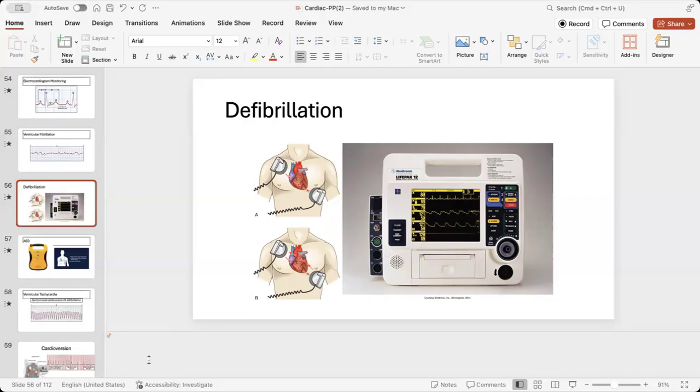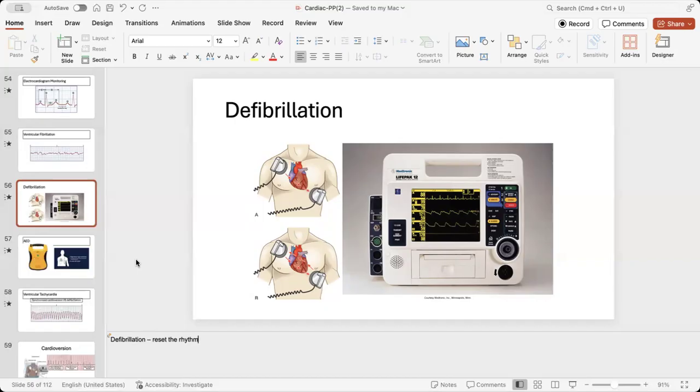What is that going to do? Shocks the heart. Okay, it's gonna shock the heart, and what are we trying to do? Reset the rhythm. Yeah, reset that rhythm, right? Hopefully make that SA node take over, and have a normal heart rate. Okay.